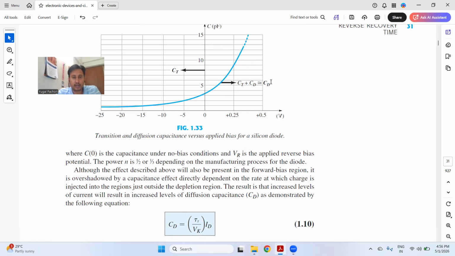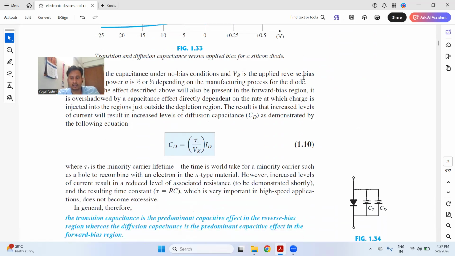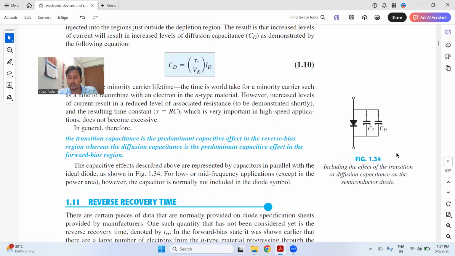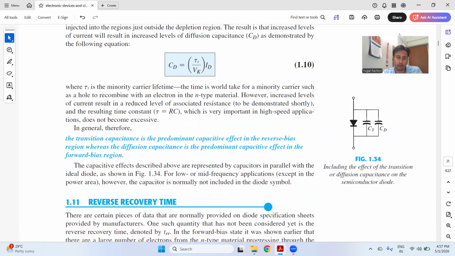This concept will be clarified in later stages as well. As you can see in this diagram, this is the diode. CT is the transition capacitance, and CD is the diffusion capacitance. Transition capacitance is due to the reverse bias, whereas CD is due to the forward bias. And this is the equivalent model of the diode with the capacitive effect. So, in a practical sense, you have to consider both the resistance and the capacitive effect of the diode.